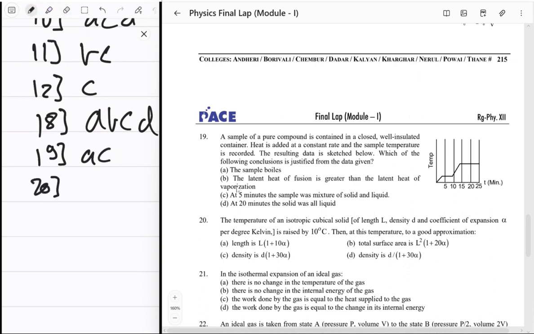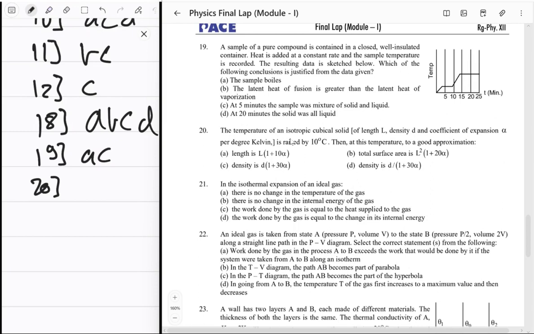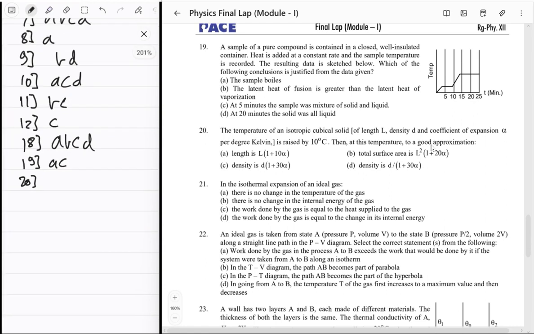Next question, 20. The temperature of an isotropic cubical solid of length L, density D, and coefficient of expansion alpha per degree Kelvin is raised by 10 degrees Celsius. Then at this temperature, a good approximation: length is L times (1 plus alpha times 10). So that's cool. A is a good approximation.